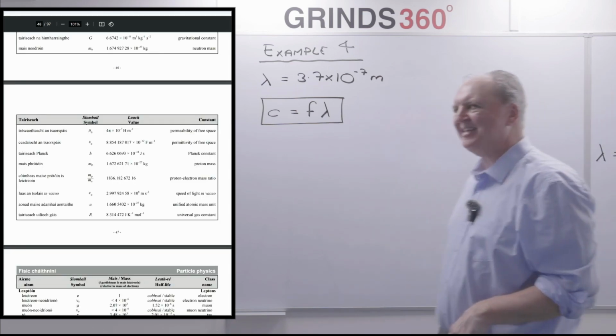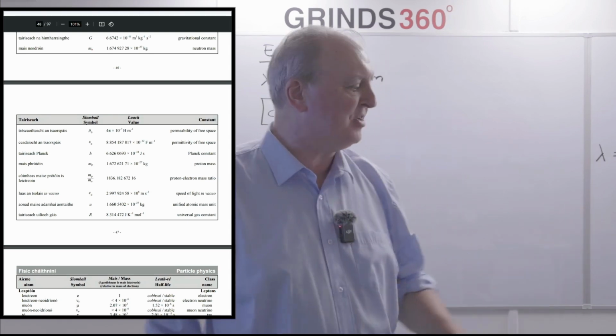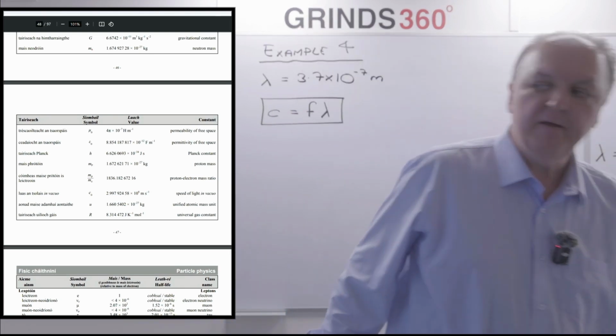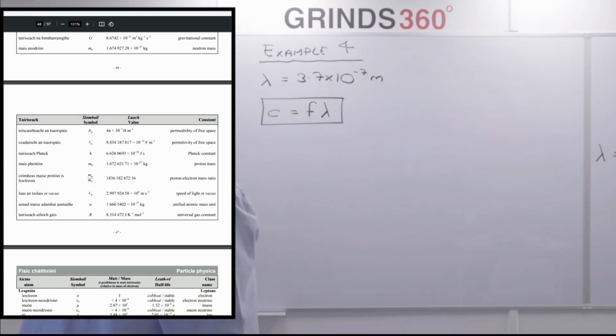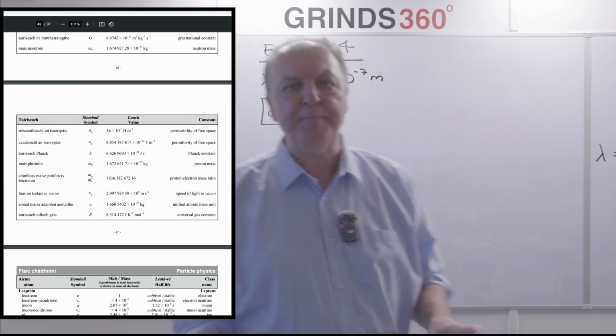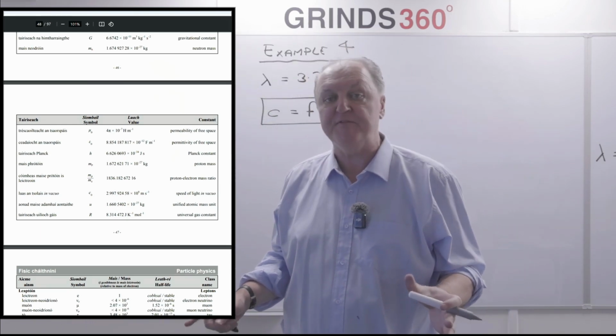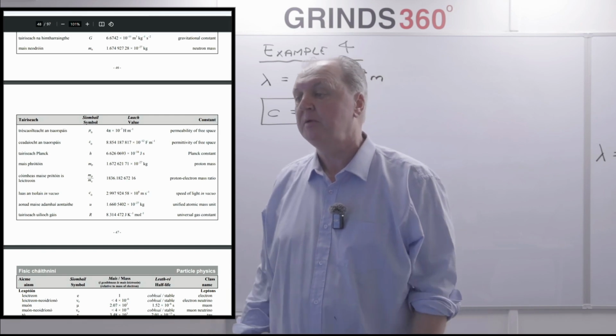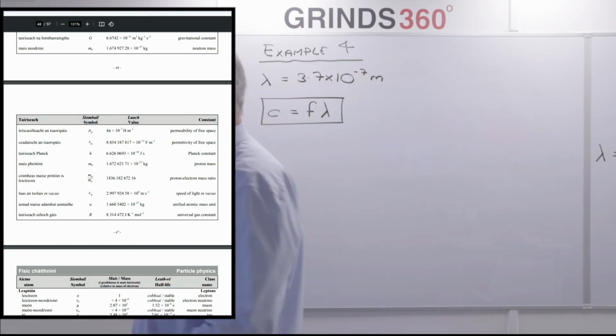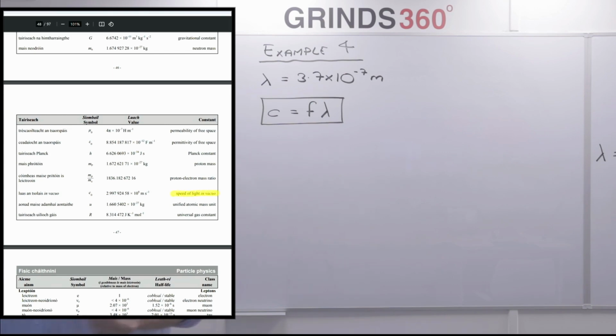Now, that value of c, the speed of light, is in the table book. It's on pages 46 and 47. This is where all your constants exist. I'd actually suggest to you that when you're in the exam, you always have those pages open, 46 and 47. They're the ones that you're going to be using most often. Where do I find it? I find it here. It's called the speed of light in vacuo. That means in a vacuum.